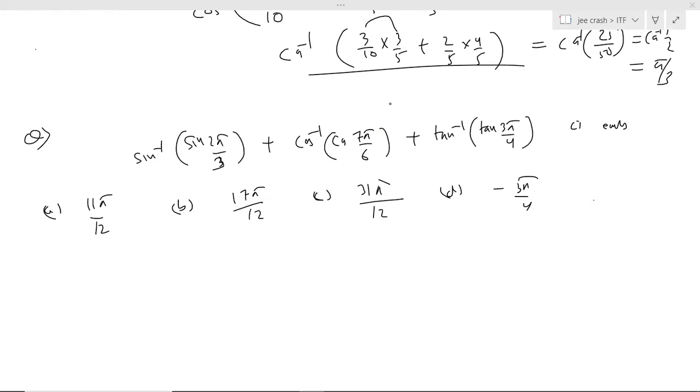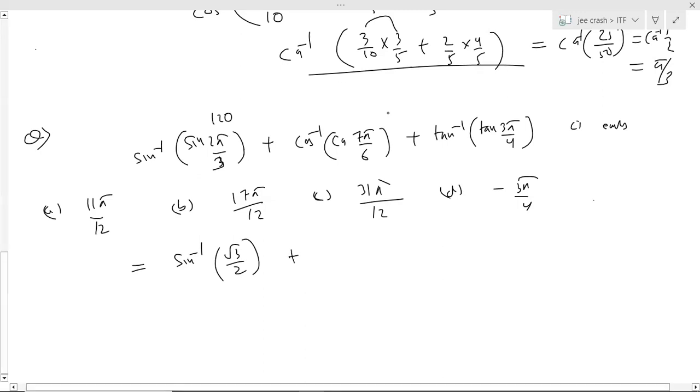All right, everyone see. Sine 2 pi by 3. Who can tell me the value of sine 2 pi by 3? This is root 3 by 2. Right? Sine 120 degree. Now how to calculate this? Cos 7 pi by 6.